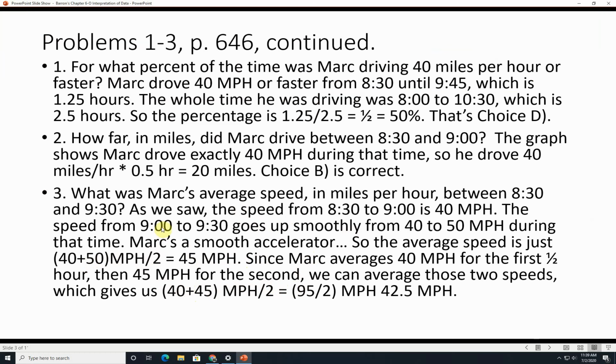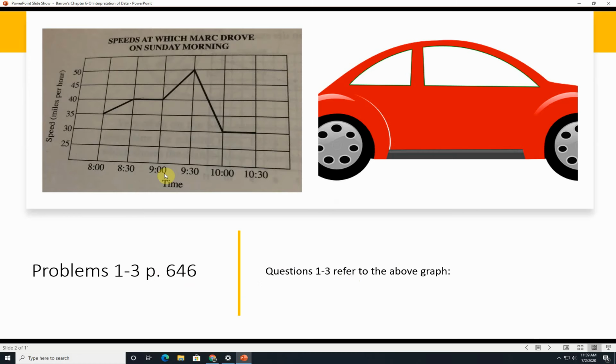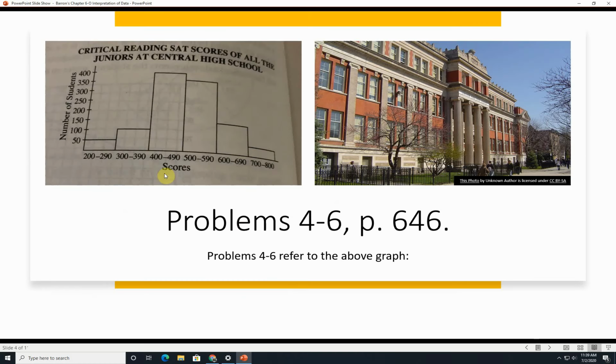The average speed for 9 to 9:30 is the 40 plus 50 miles per hour, so that's 45 miles per hour. So since Mark averages 40 miles per hour for the first half hour and 45 miles per hour for the second, we average those two speeds, which gives us 40 plus 45 miles per hour over 2, which is 85 over 2 miles per hour, which is 42.5 miles per hour. All right, sorry for any confusion. And so, how did that happen?